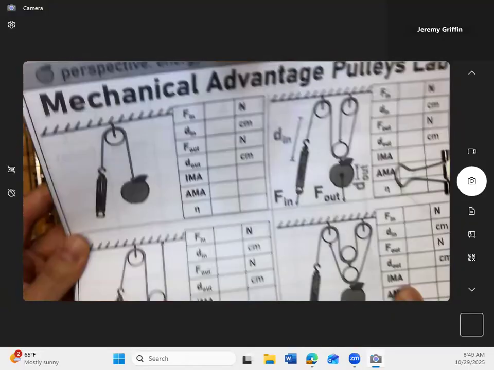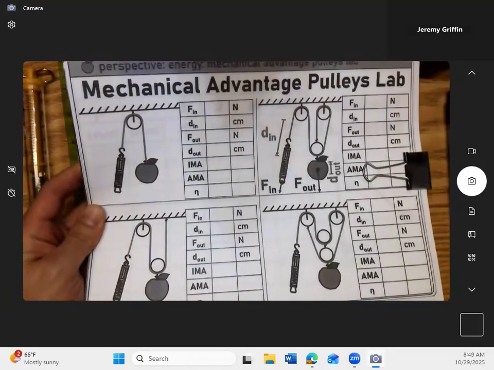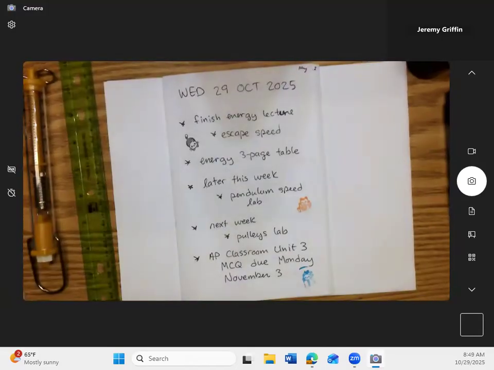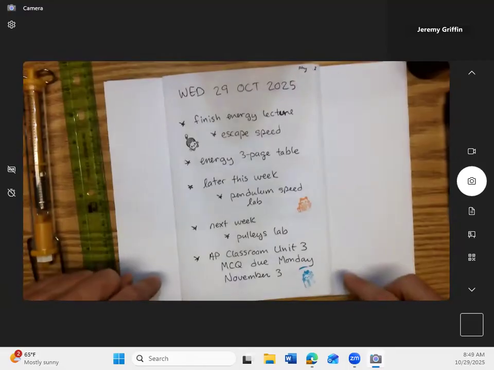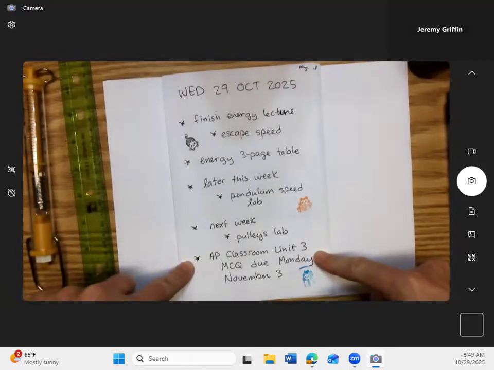Next week, I'll set you guys up with the pulleys lab so you can rig up some of those pulleys, like that one over there. And AP Classroom, Unit 3, you guys remember, is due on Monday.